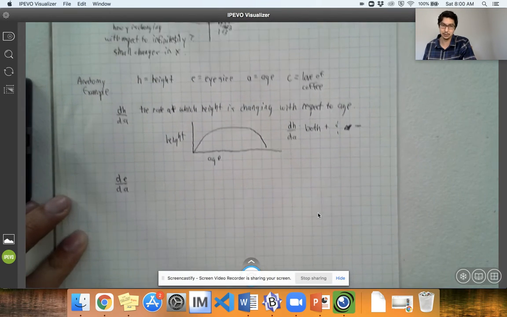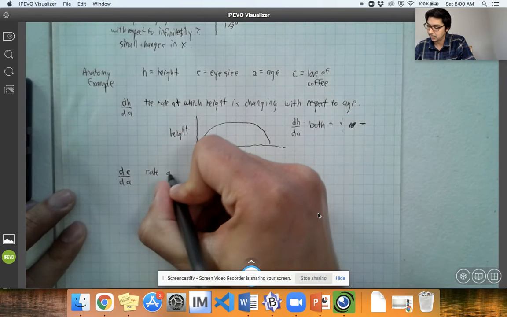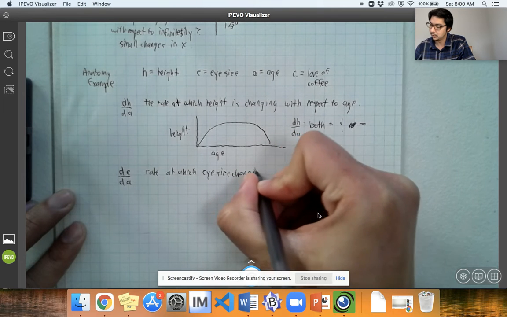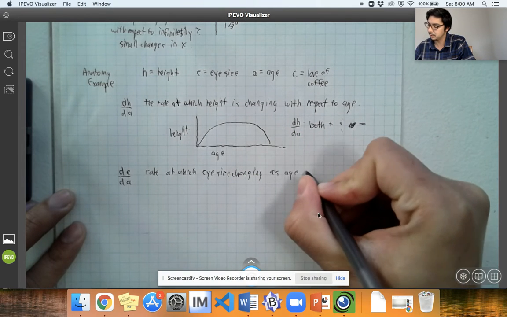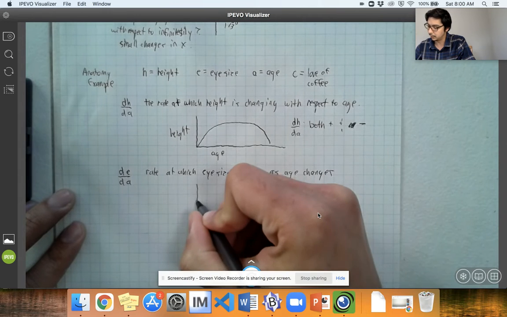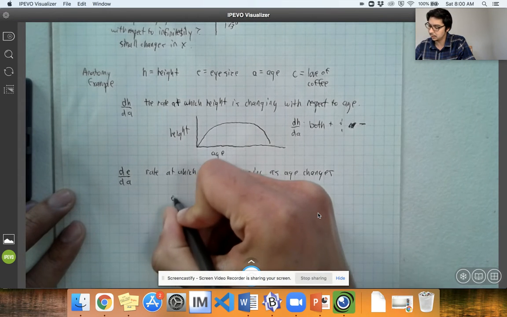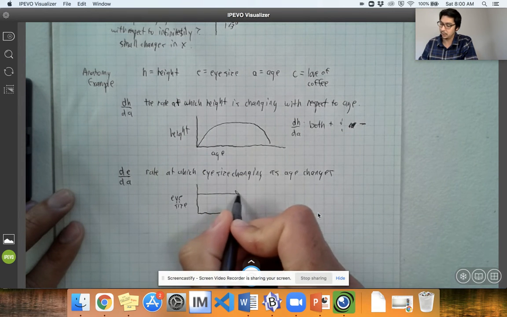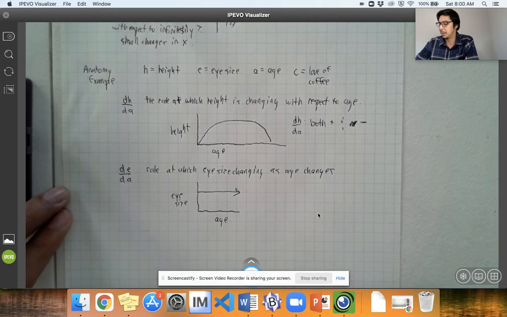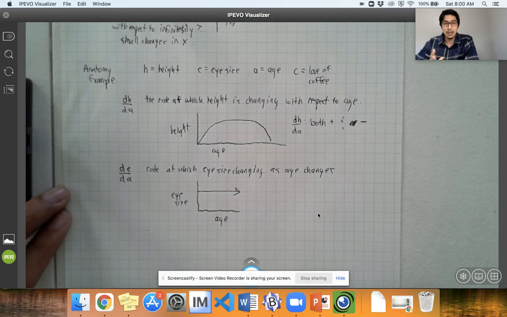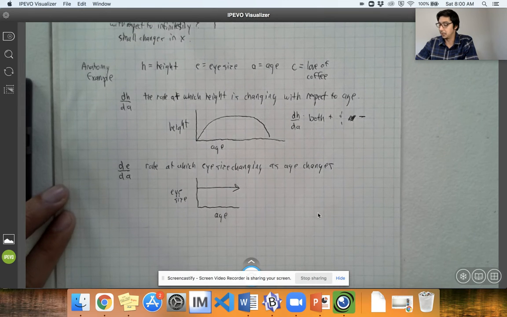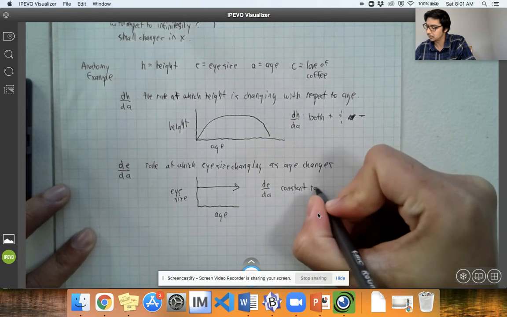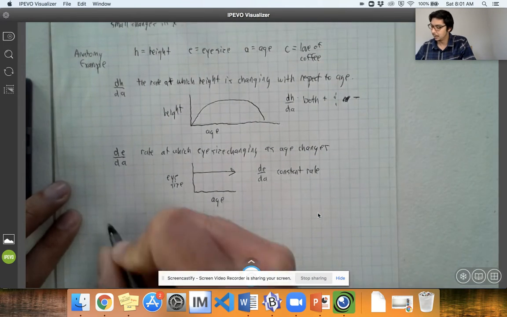So what's that saying in relation to my anatomy example? That's the rate at which your eye size changes as your age changes. Okay. So again, graphically, you can say, okay, age, my eye size. And maybe you don't know this, but as you get older, your eye size actually does not change. It stays the same. I believe that the eye size of a baby will be the same their entire lives. So dE/dA is a constant rate here. Constant rate. Okay.